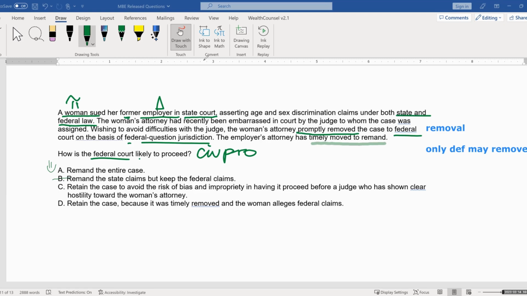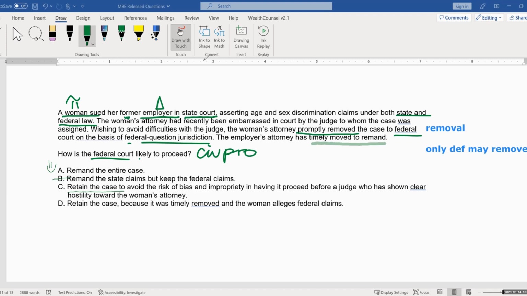Answer choice C, retain the case to avoid the risk of bias and impropriety in having it proceed before a judge who has shown clear hostility toward the woman's attorney. Retaining the case can only be allowed by the federal court if they have the authority to hear it because it was properly removed to their court. It's not properly removed because here the defendant was not the one that removed the case. It was the woman that removed the case. Therefore, they cannot retain the case.